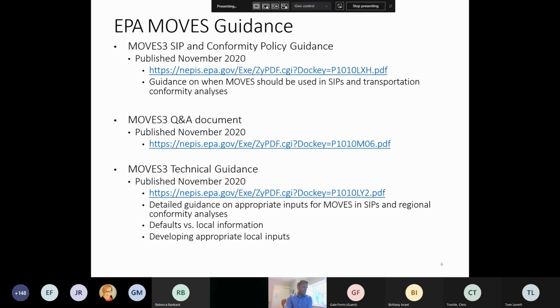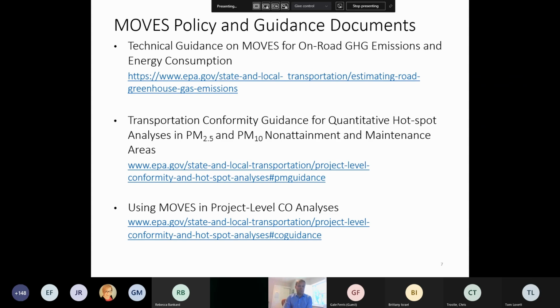VMT is. So that is the document that covers how to use MOVES. Some other guidance documents that you might want to be aware of. These documents haven't been updated yet for MOVES3, but I think they're still applicable, even though they're referencing MOVES 2014. So if you want to do any sort of greenhouse gas analysis, there's no federal requirements for greenhouse gas analysis. So there's a little more flexibility in how you could use MOVES. And this document goes through how to develop a greenhouse gas inventory.